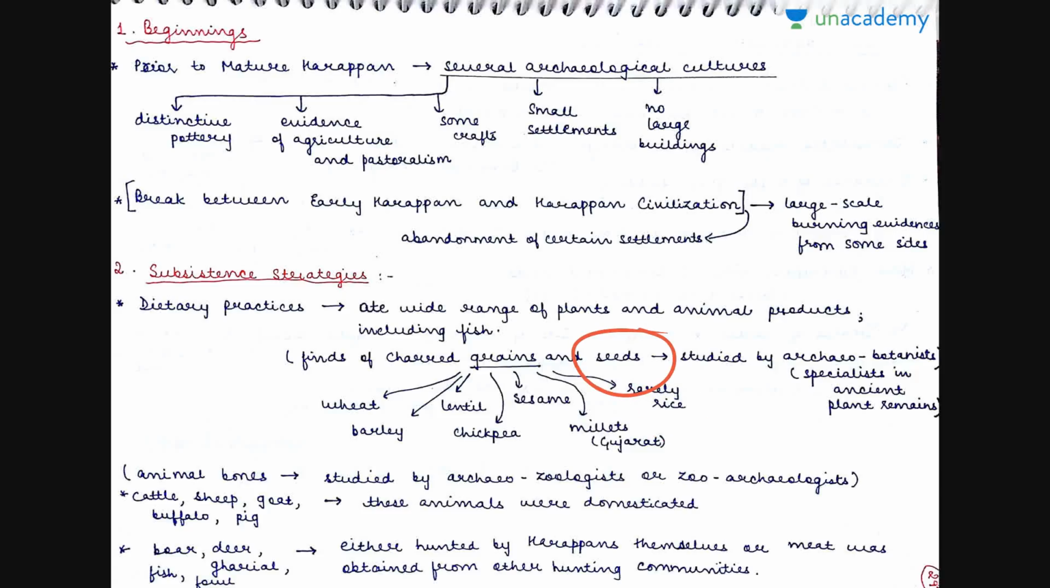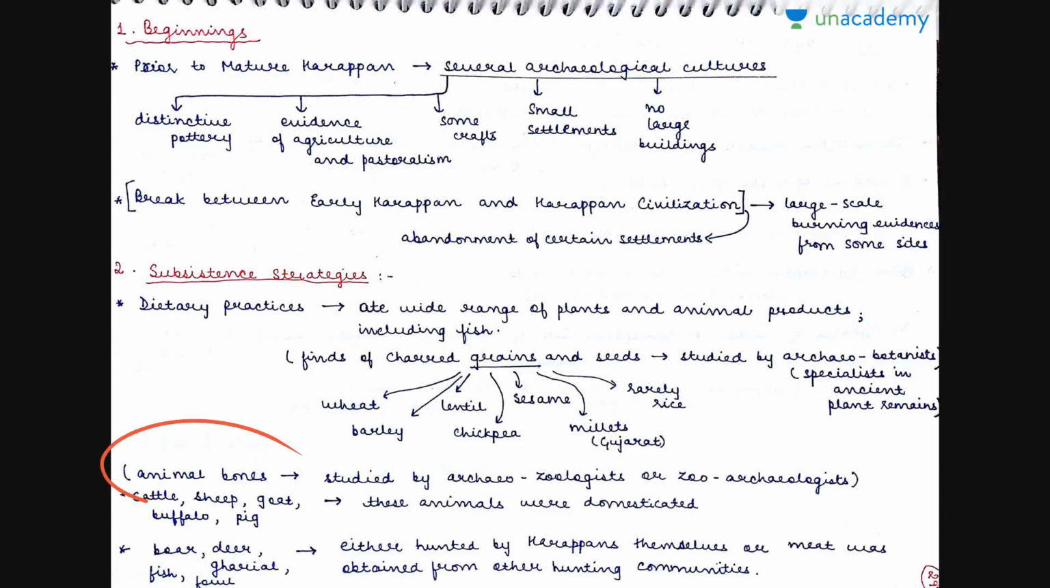These grains and seeds, the finds or remains of these, are studied by archaeobotanists. Now who are archaeobotanists? They are specialists in ancient plant remains. Archaeo is mainly old, right? So ancient. And then botanist is about the plant remains.